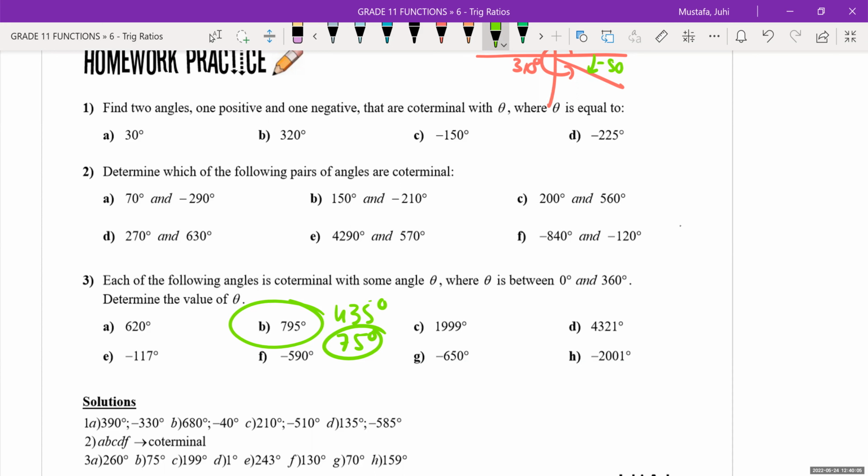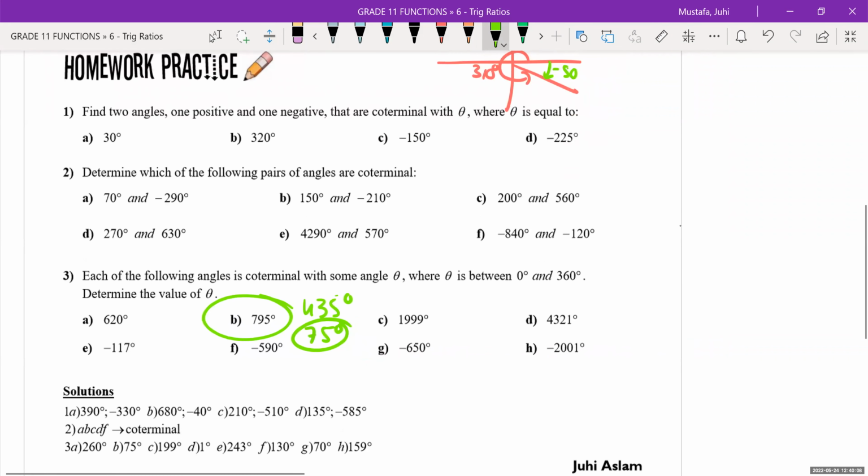Okay, so you're going to try this. The answers are at the bottom, and I'll just let you guys screenshot it at home.